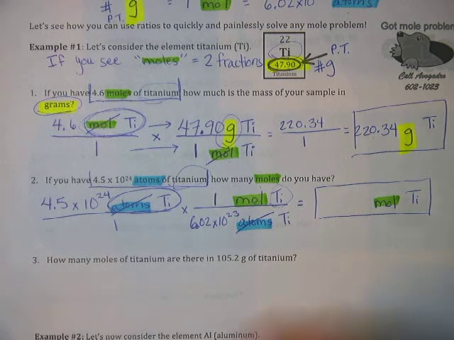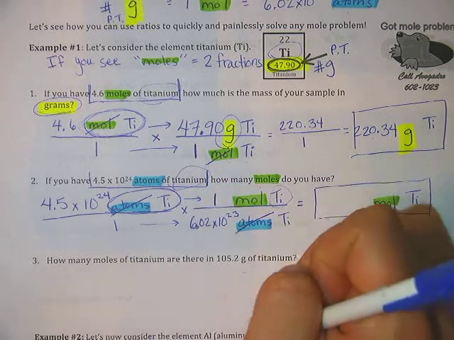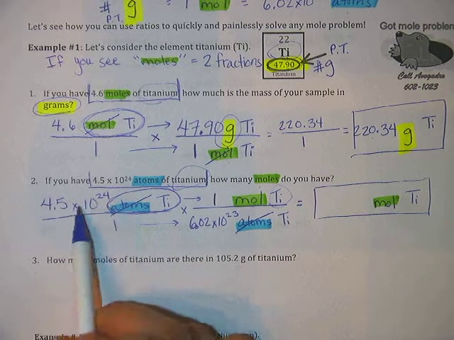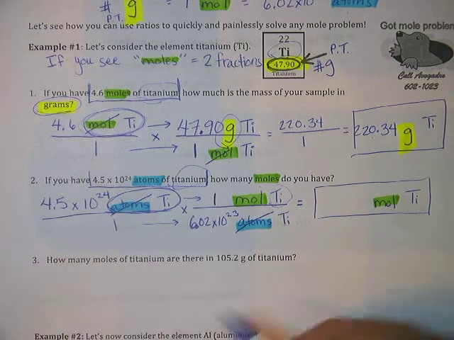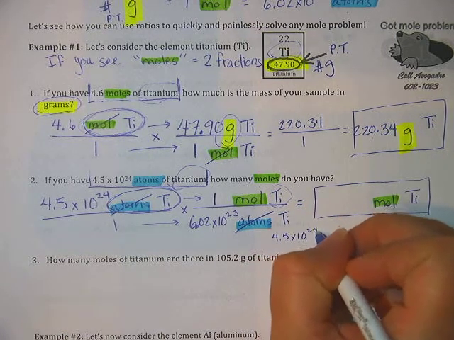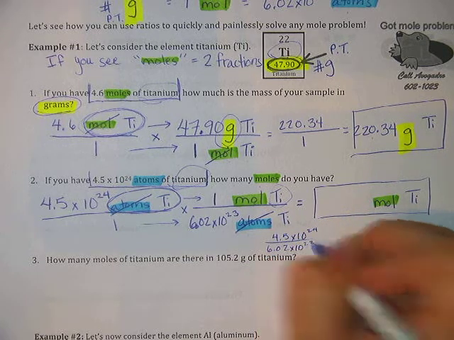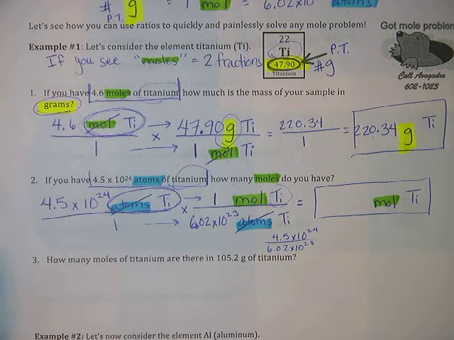Now the math part just comes down to your calculator. Remember, we do top times top, bottom times bottom, and then divide. I'll point out that anything times 1 is itself, so we really end up doing 4.5 times 10 to the 24th over 6.02 times 10 to the 23rd. And when you put that in your calculator, make sure you use the E button. Go ahead and type it first, 4.5 E24 divided by 6.02 E23.